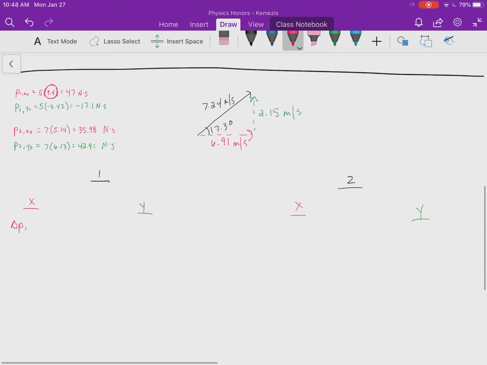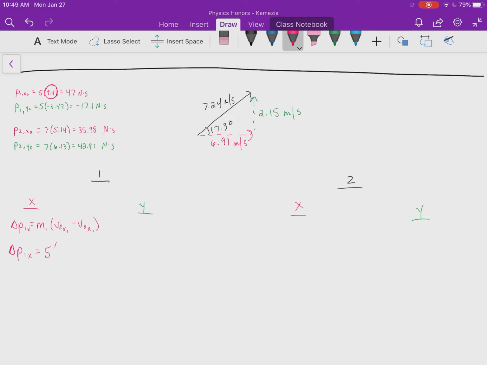Okay, so let's focus on object 1 first. We're going to have the change in momentum of 1 is equal to the mass of 1, and this is x, specifically because it's in that pink. Mass doesn't have a vector to it. Vfx1 minus V naught x1. Okay, because we're interested in this first object's x information, the final x information and the initial x information of the first object.